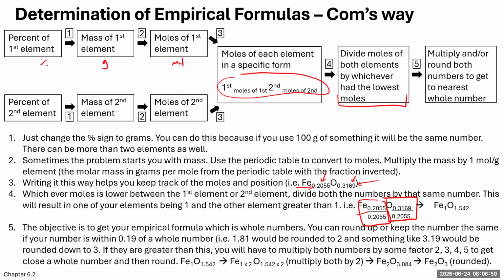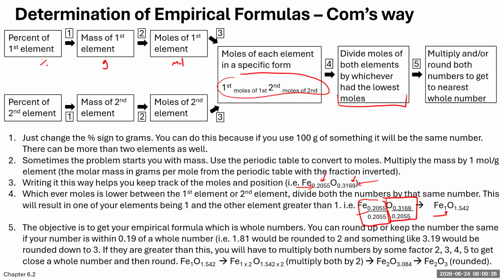Oxygen, right? So you're going to divide both of those by that lowest one. What's going to happen is when you divide something by itself, you're going to get 1, which is great. The other one's going to be above 1, right? It might be a whole number, it might be really close to a whole number, or it might be halfway to a whole number, right? So the objective is to get your empirical formula, which is whole numbers.